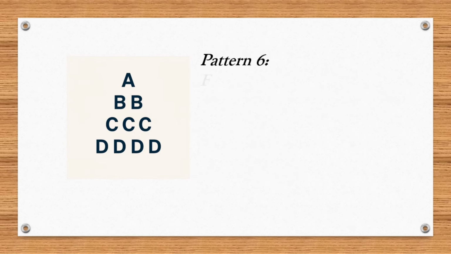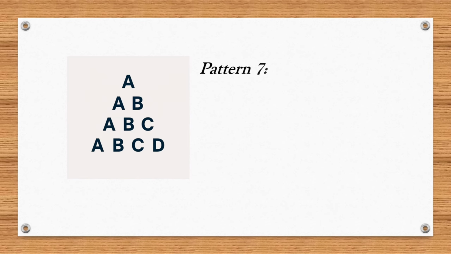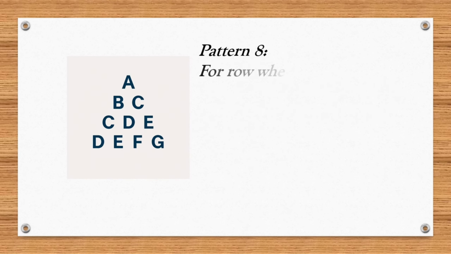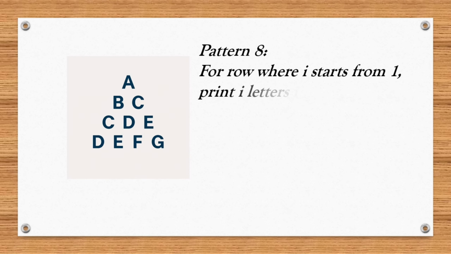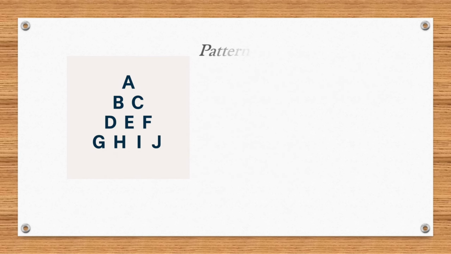Pattern 6. For row where I starts from 1, letter will be generated exactly I times. Row 1, A; row 2, BB. Pattern 7. For row where I starts from 1, print letters from A up to I. Row 1, A; row 2, AB. Pattern 8. For row where I starts from 1, print I letters in sequence starting from I. Row 1, A; row 2, BC; row 3, CDE.